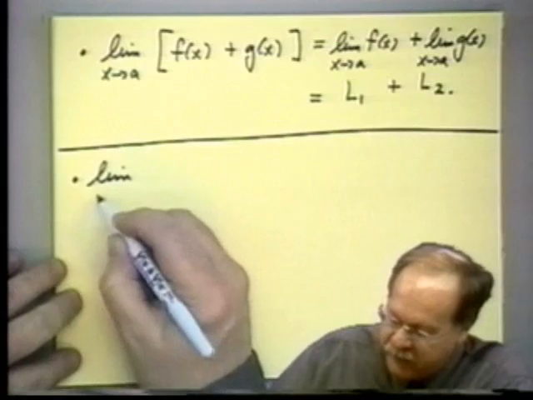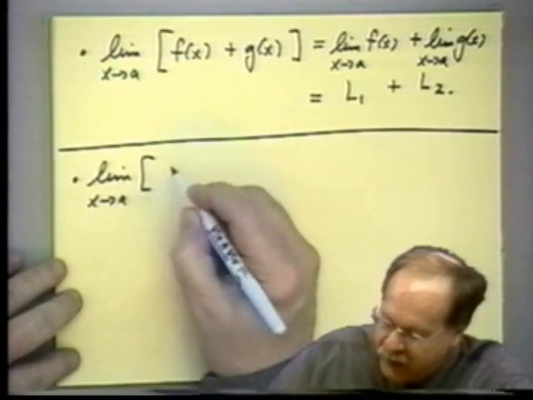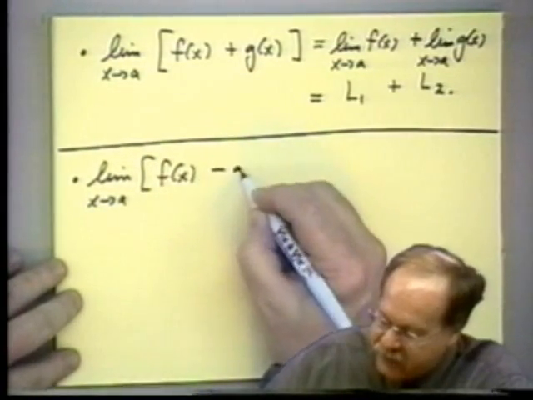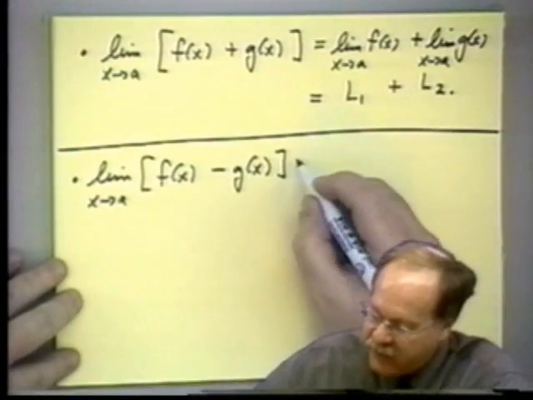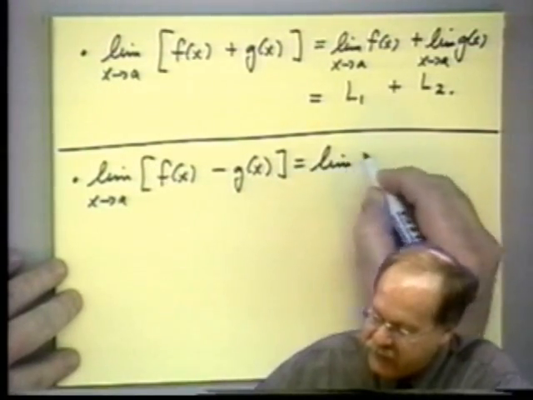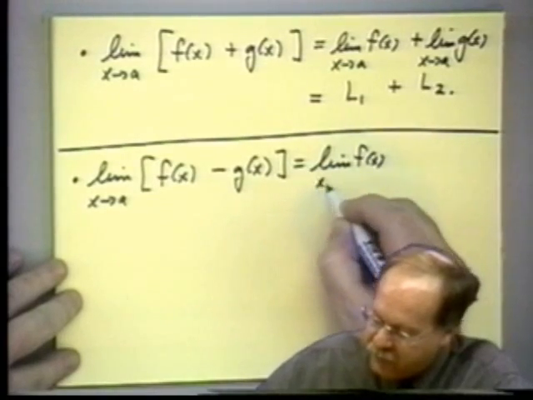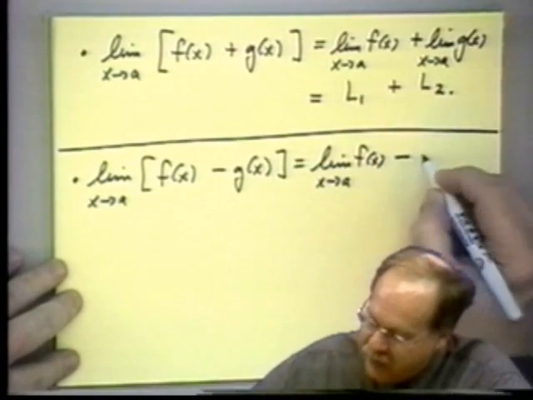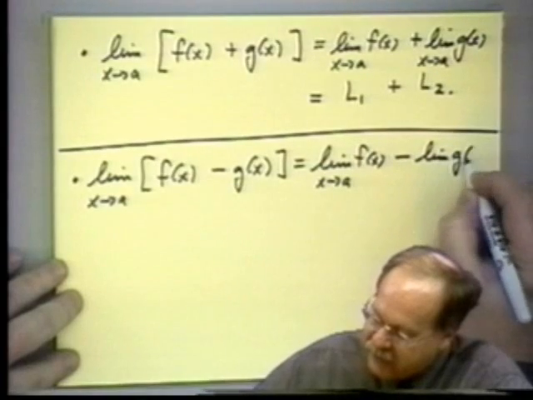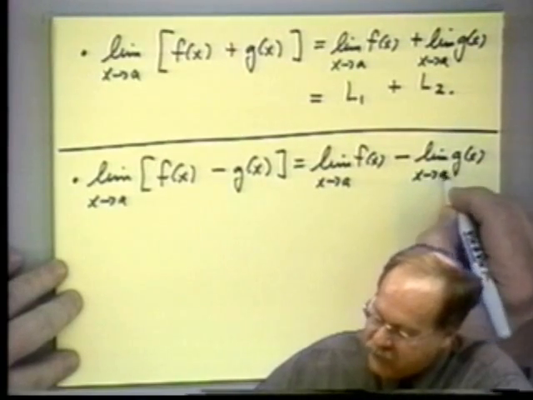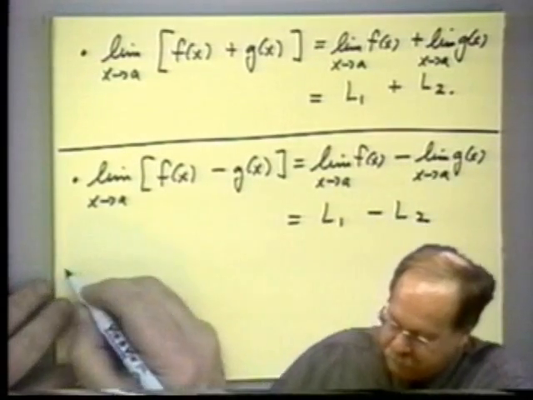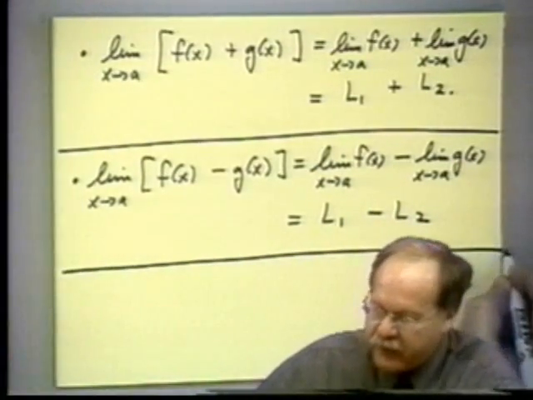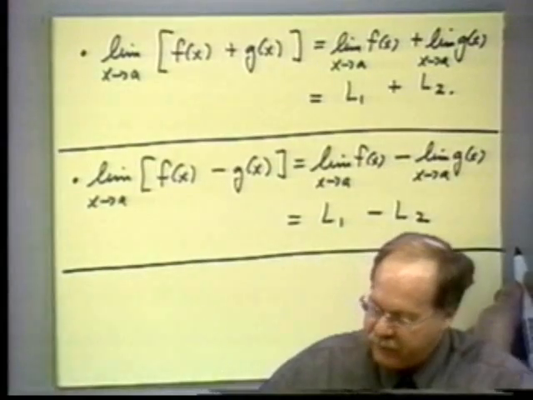Well, we did sums. What is the story with a difference? Well, luckily, it is exactly the same. If you take the limit as x approaches a of f of x minus g of x, that is exactly the same thing as taking the limit of the first function f of x and subtracting the limit of the second function g of x, both as x approaches a, and you then get L1 minus L2.